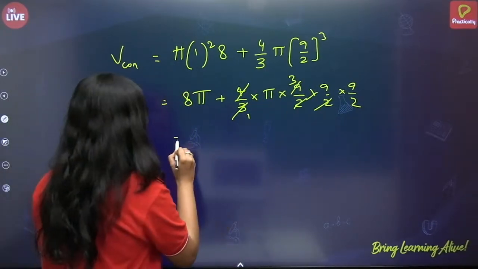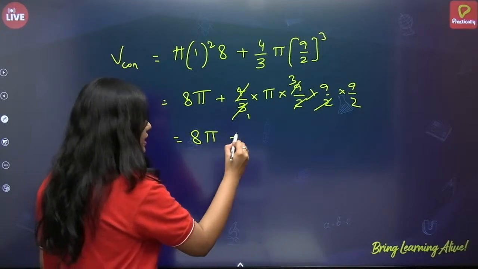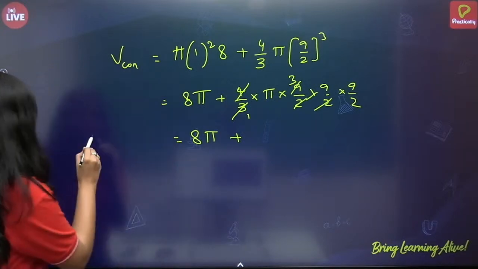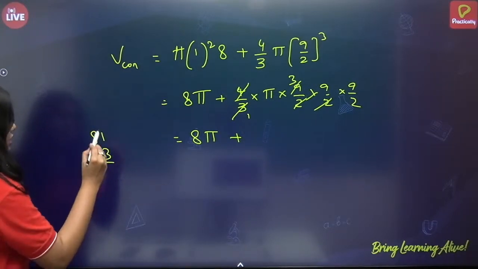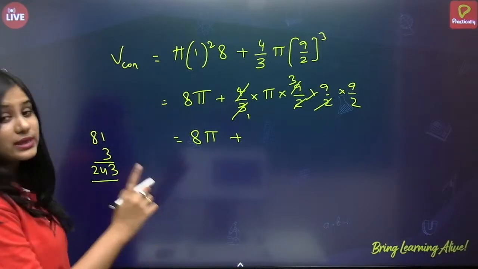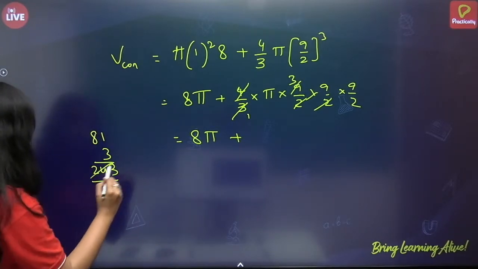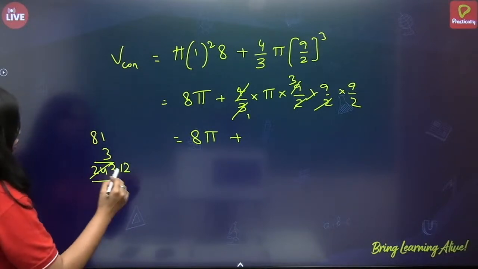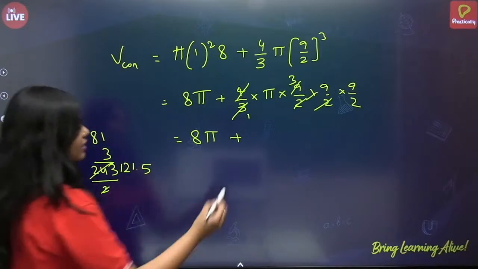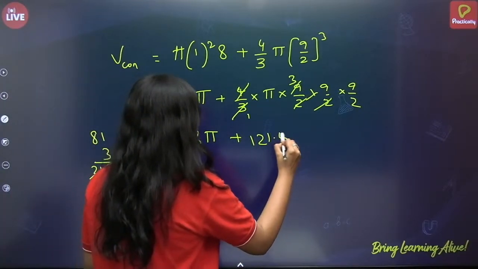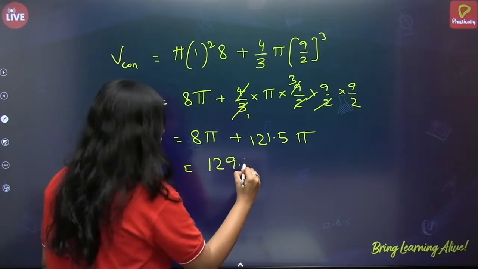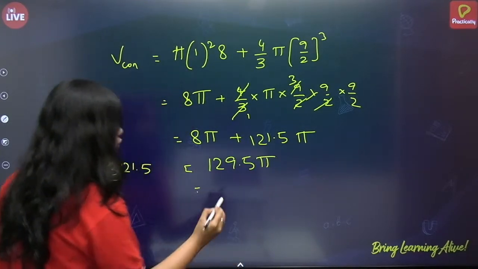So what do we get? 8 pi plus 9 9s are 81, 81 into 3. What is 81 into 3? 3 8s are 24, 243. 243 by 2. So 2 1s are 2, 2 2s are 4, 2 1s are 2 again, 121.5. 121.5 pi. So it is 129.5 pi.